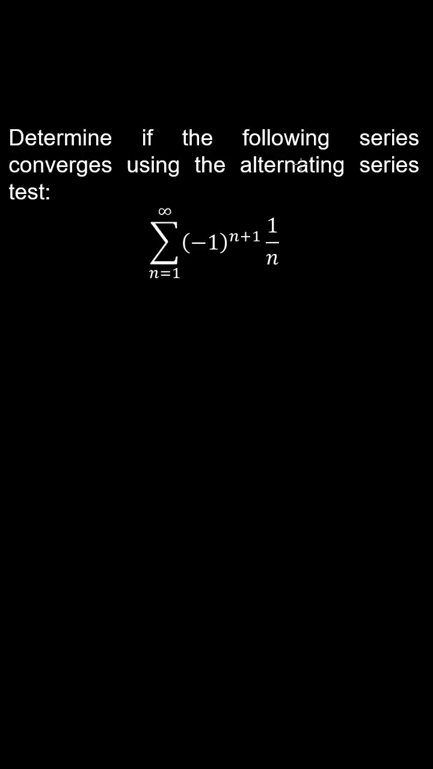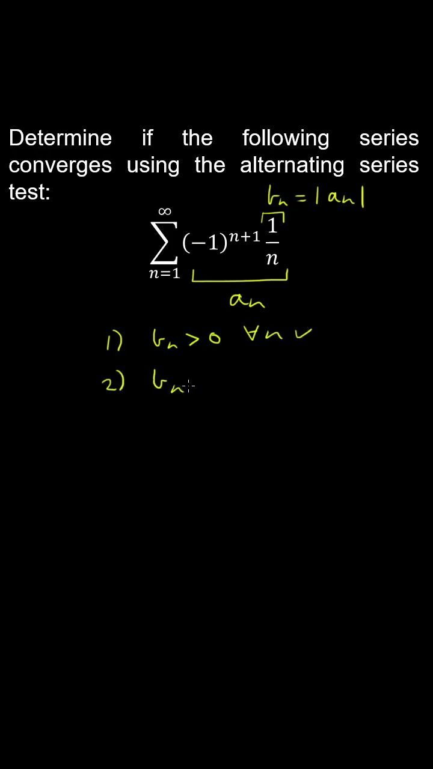Let's apply the alternating series test to determine if this converges. Well, we denote these terms in the series as A_n, and these terms 1 on n as B_n, which is equal to the absolute value of A_n. So first we check if B_n is greater than 0 for all n, which is true, and the next rule states that B_n must be greater than B_(n+1) for all n greater than some integer N. Well, as we can see, 1 on n is always greater than 1 on n plus 1. So this is also true.